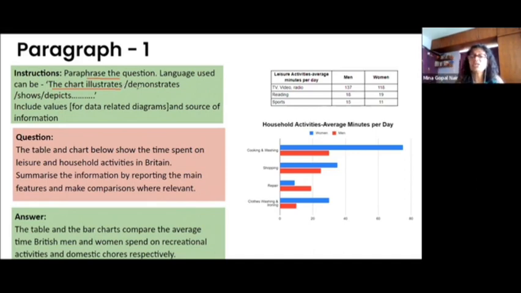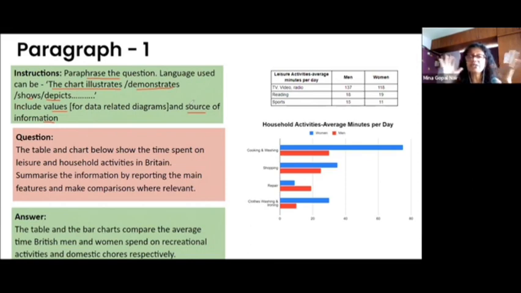The chart illustrates or demonstrates or shows or depicts. This is a typical phrase which you can use to start the first paragraph. Of course, you will paraphrase the language which was used in the question. As I had mentioned, you can include values for data related diagrams, and you can also include the source of information. Okay, now in this diagram there is no source mentioned, and I have not included the values as well in my first paragraph. Okay, as I said, you can include it, it's not mandatory.